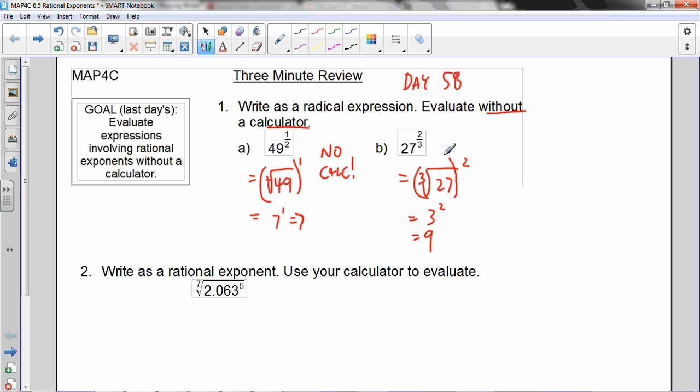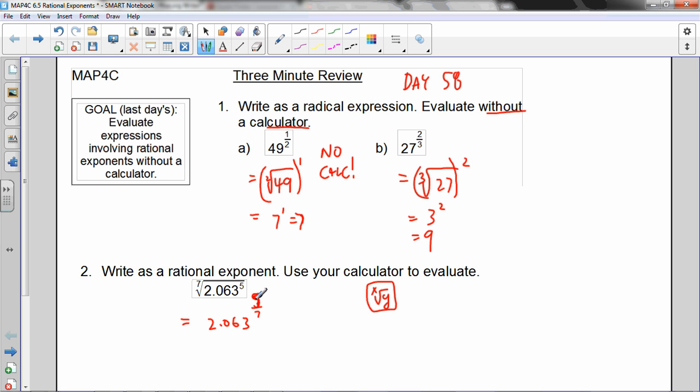In contrast to that is the next question, which is a calculator question. It says write as a rational exponent first, then use your calculator to evaluate. The idea here is some people might be okay writing these roots in your calculator. Remember, the anything-root button is probably there on most calculators. On the graphing calculator, you have to hit the math button, but sometimes it's just a lot easier thinking of this as a rational exponent.